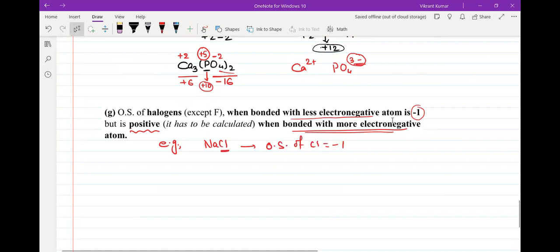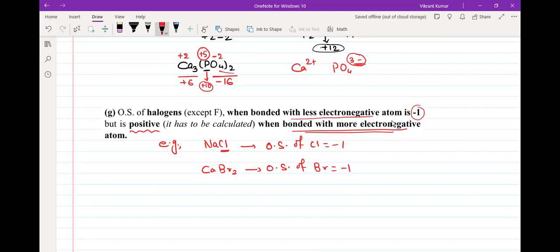Okay, no problem. So now, if I write CaBr2, calcium is metal, Br is non-metal. So non-metals are more electronegative. Calcium is less electronegative. So that's why we can directly write oxidation state of Br will be -1.